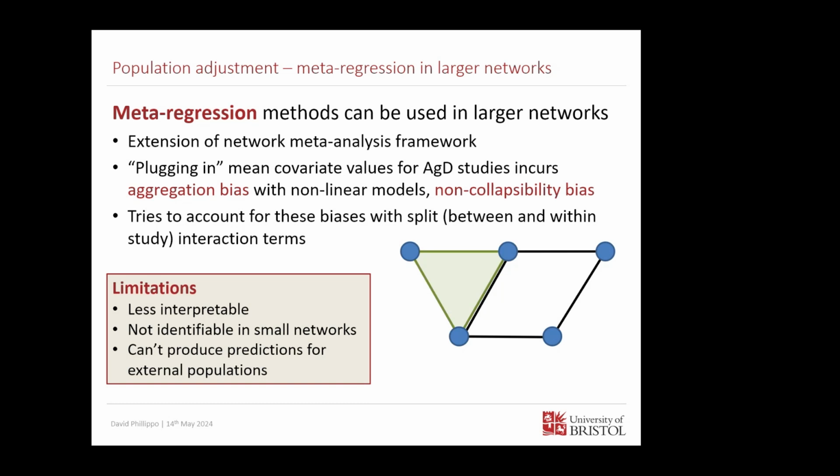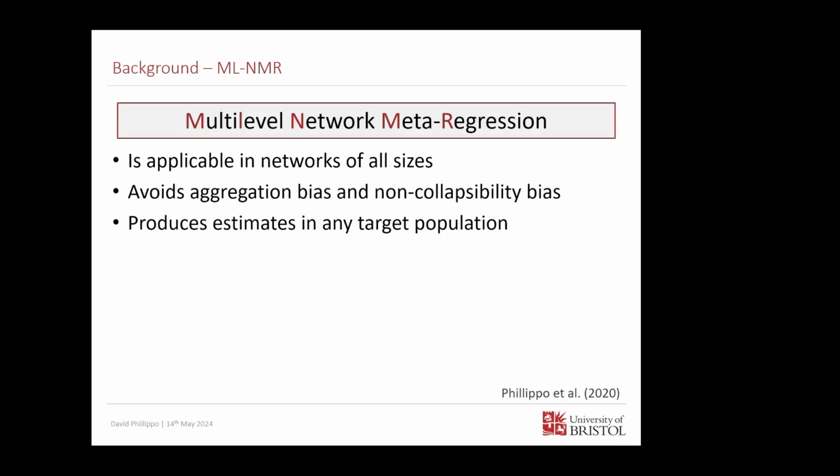So we're left in the scenario where none of the methods here do what we want or need them to do. And that's where multi-level network meta-regression comes in. This is something we proposed a few years ago now, back in 2020. It's a method that solves many of the issues with these previous approaches. It's applicable in networks of all sizes. It avoids aggregation bias and non-collapsibility bias, and it can produce estimates in any target population of interest for decision making, which is really crucial.